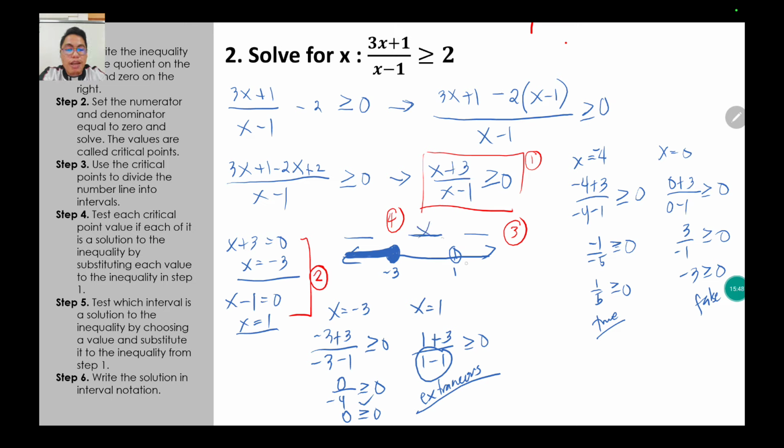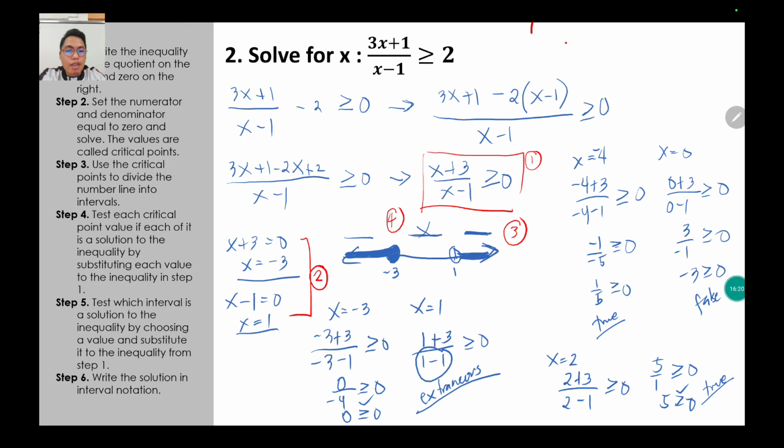So the next interval, ito naman, 1 up. So we can use positive 2. So x = positive 2. We have (2 + 3) over (2 - 1) greater than or equal to 0. So we'll have 5 over 1 greater than or equal to 0, where 5 is actually greater than 0. So that makes the statement true. That's true. So yeah.